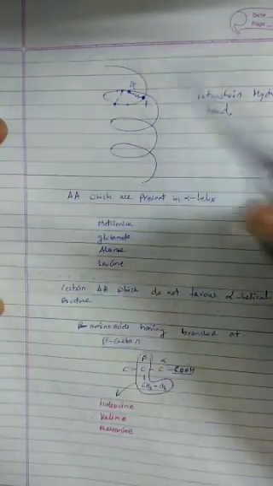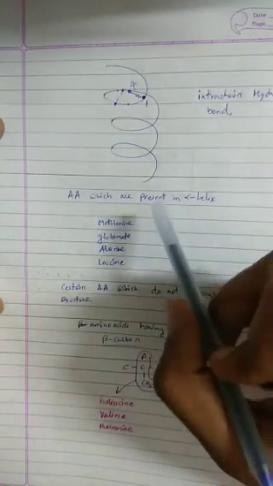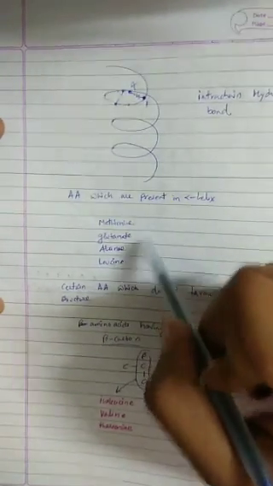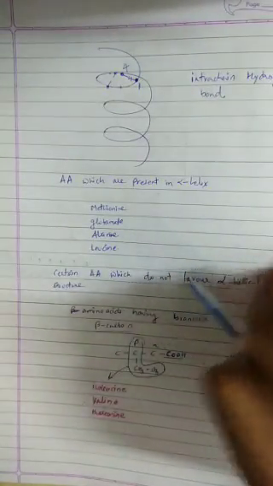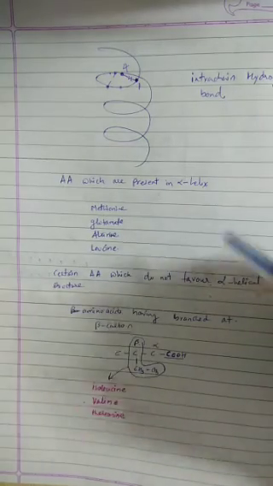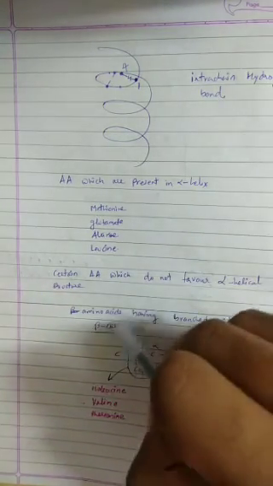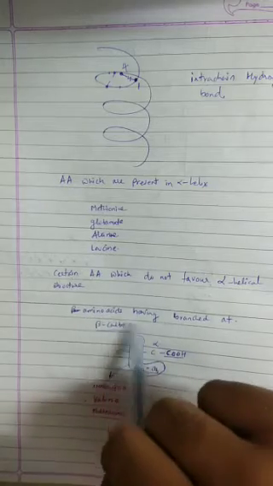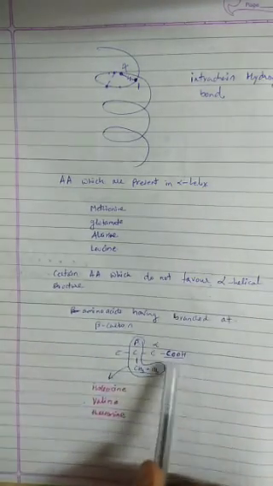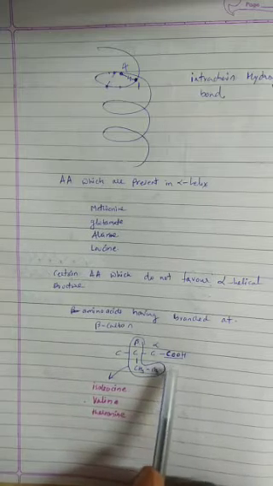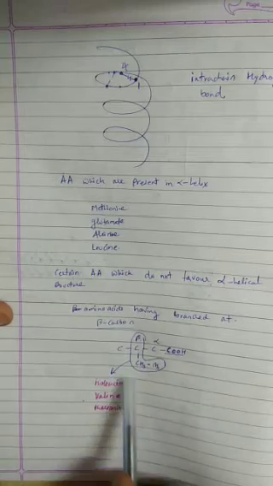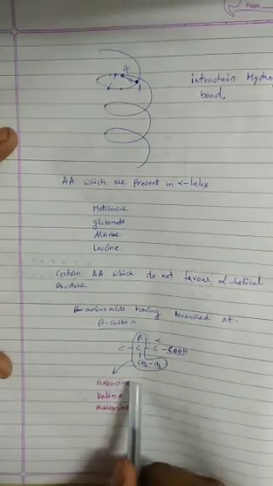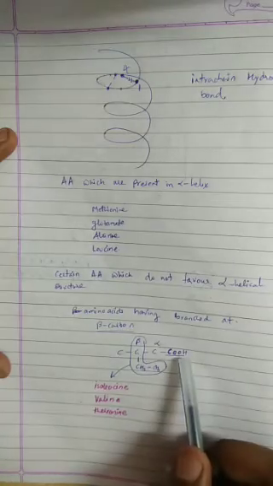The amino acids which are present in the alpha helix include methionine, glutamate, alanine, and leucine. There are certain amino acids which do not favor the alpha helical structure because these amino acids have a branch at the beta carbon. These include isoleucine, valine, and threonine. When they are present, they always destabilize the alpha helical structure.